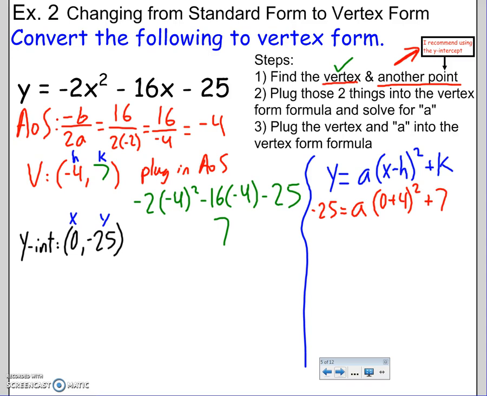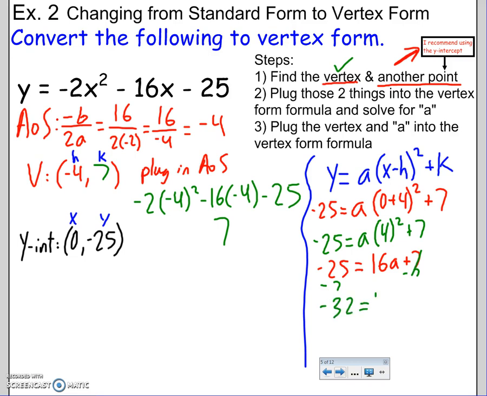Now we just simplify. So I'm going to leave the left side alone. This is a, this inside the parentheses, 0 plus 4 is 4. I got to square that, plus 7. Alright, so -25 stays there. 4 squared is 16, so that's 16a plus 7. We're solving for a, so we got to subtract that 7, both sides. So that's -32 equals 16a. Last thing we got to do is divide by 16. So -2 equals a, or a equals -2.